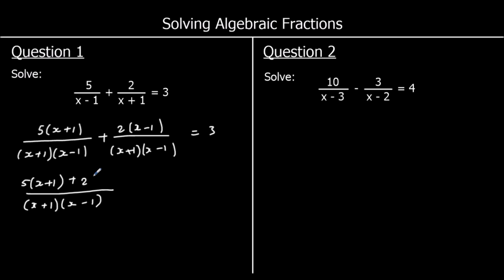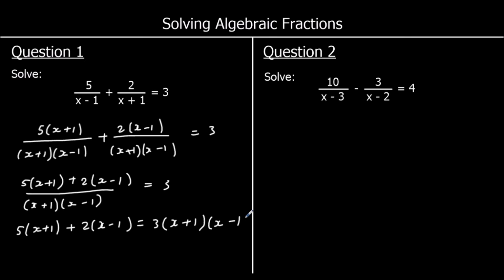So I'm not going to expand the brackets just yet. It wouldn't be wrong if I did. I'm just going to do it all in one line. Now I'm going to multiply both sides by the denominator to get rid of the fraction. So I'm going to have 5 times x plus 1 plus 2 times x minus 1 is equal to 3 times x plus 1 times x minus 1.